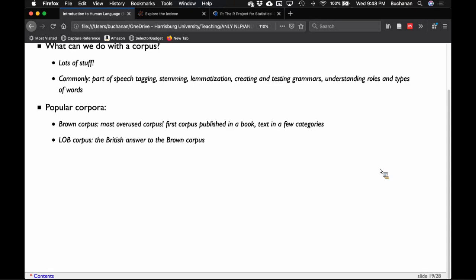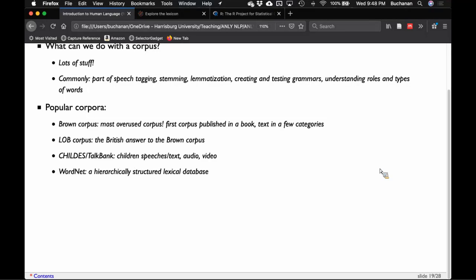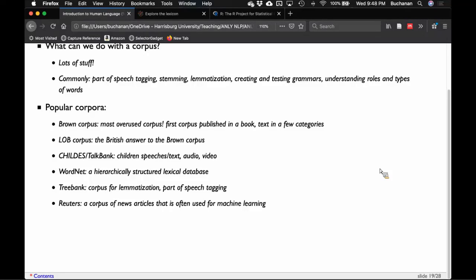The LOB corpus is the British answer to the Brown corpus because we have a ton of data on the differences between American and British English, even though we're speaking the same language. CHILDES is a database about children's speech, okay, how different that is than adult speech. WordNet, I've talked about a couple times, is an online structured dictionary, and that structure is useful for understanding similarity. TreeBank is a different form of WordNet that is really used for understanding root words, okay, or part of speech tagging. So if you are ever trying to disambiguate a word choice, TreeBank or WordNet is usually how that's done. So it figures out what definition that should be.